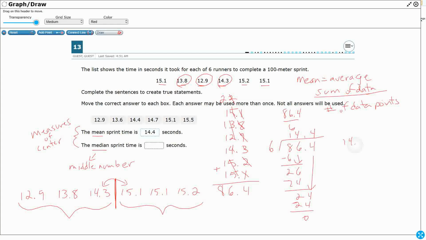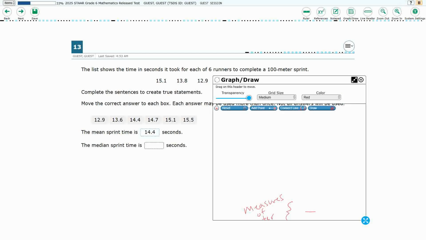So we need to average these two. Let's add 14.3 and 15.1. That's going to be 4, 9, 2, and then divide by 2 to find that middle point. That's going to be 14.7. And so 14.7 is in the middle, and it's not even in the data set, but that is our median because it's between those two numbers.